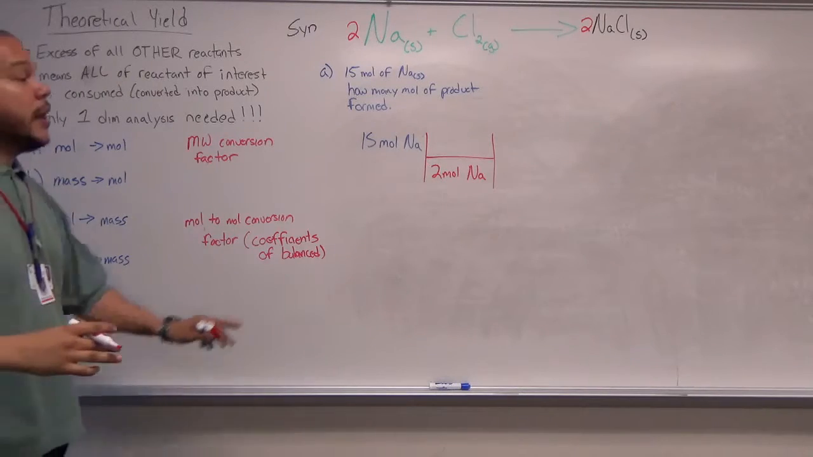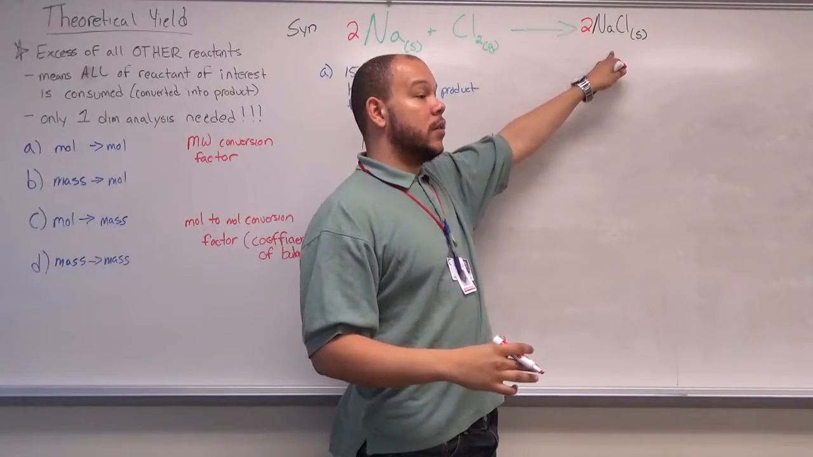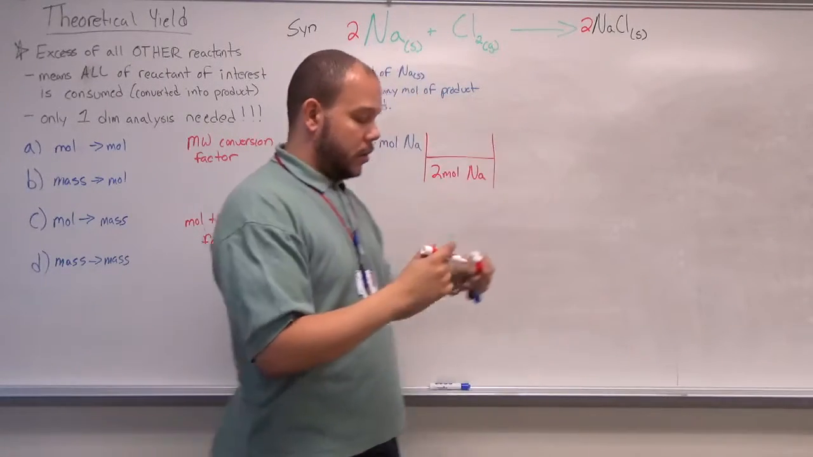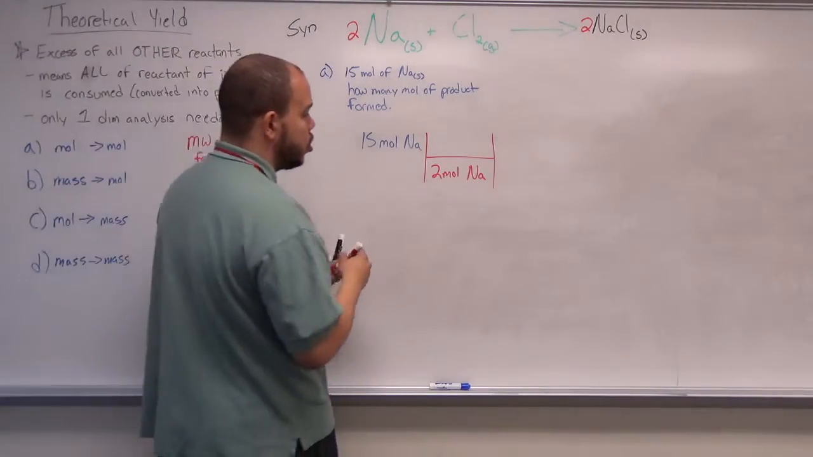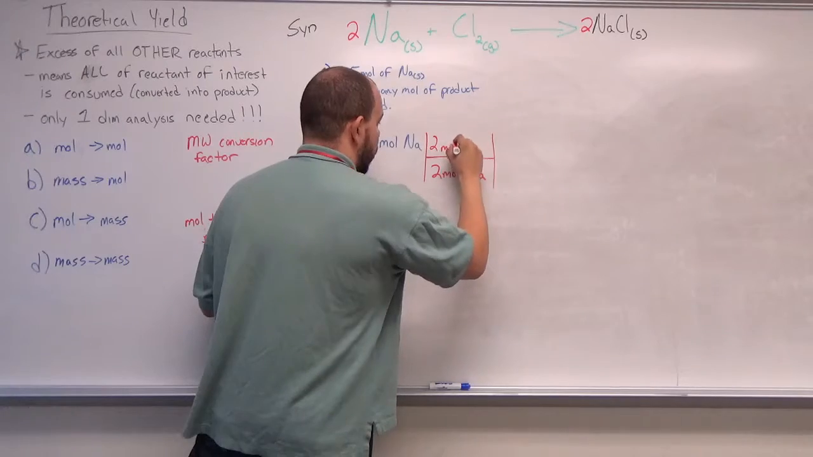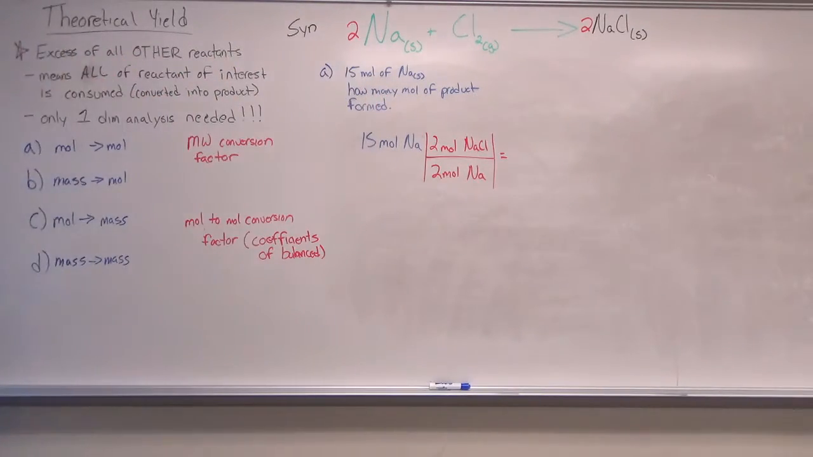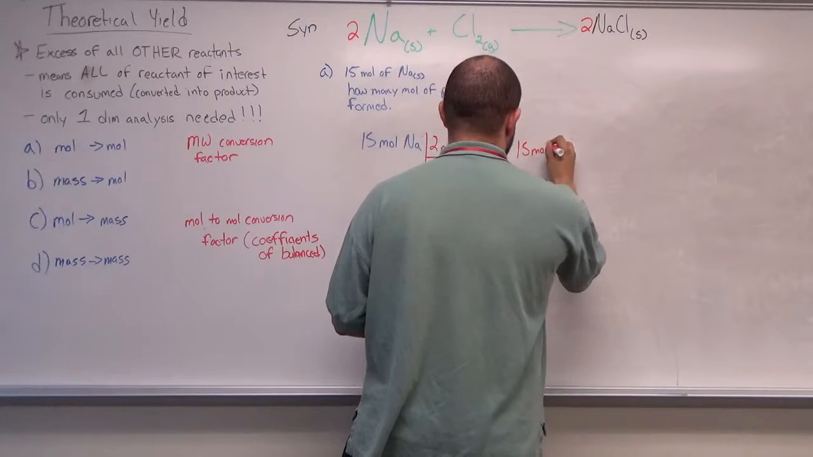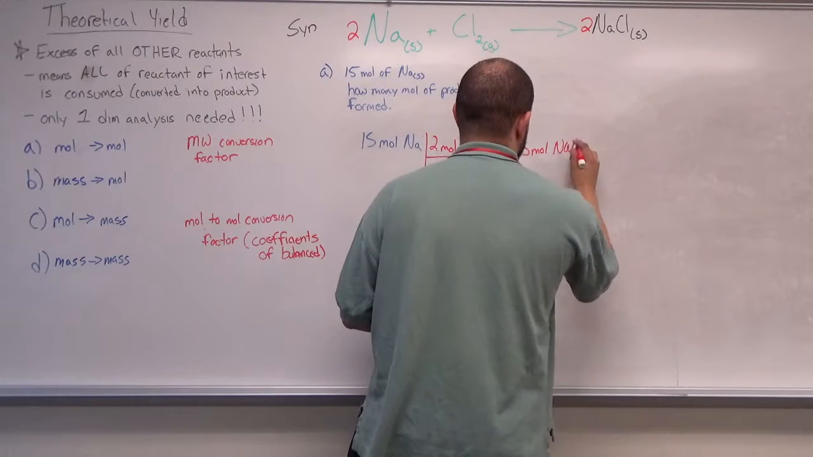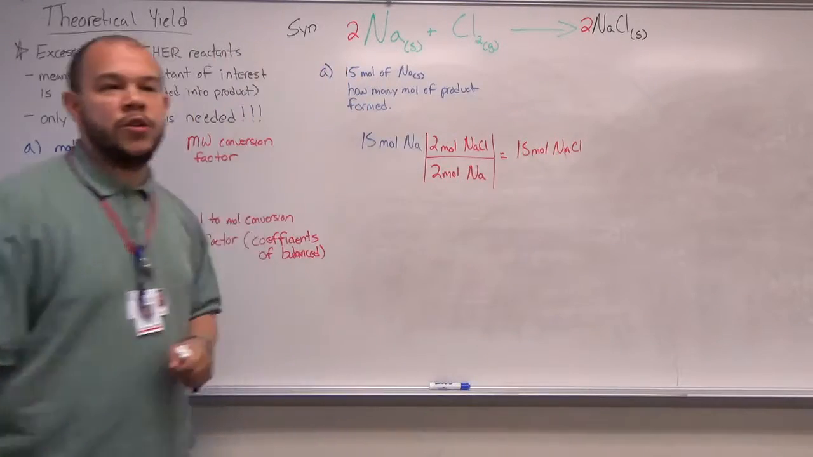Now, we have been asked about the product. There is only one product: NaCl, sodium chloride. So we end up with 2 moles of NaCl. Again, 2 divided by 2 is 1. That leaves us with 1 mole of product. Simple, right? For now, the easiest one you can get.